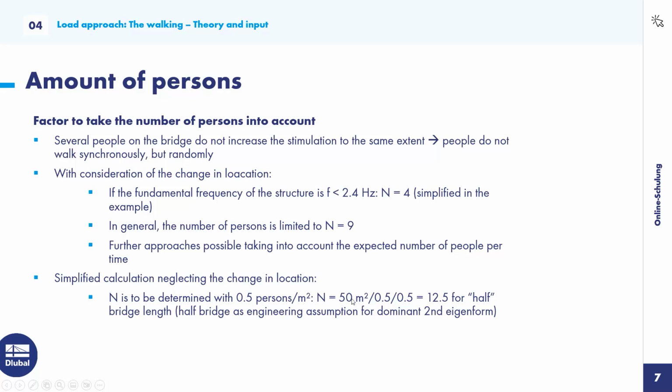For our structure, it's 50 square meters, and it says 0.5 persons per square meter. This would result in 25 persons. So if we would insert 25 in our formula, we would have quite a high loading factor here, and that's not quite good. But what I would do in our case, I saw that the second eigenform has two waves, or two poles. And that's why I also inserted this factor 0.5, because I think it's okay to just consider half of the bridge with that dominant eigenfrequency.